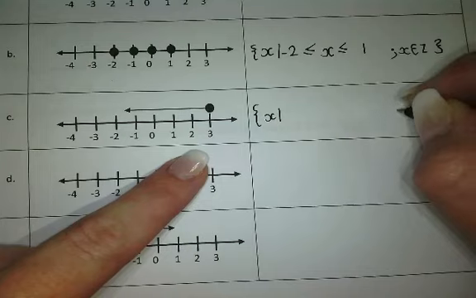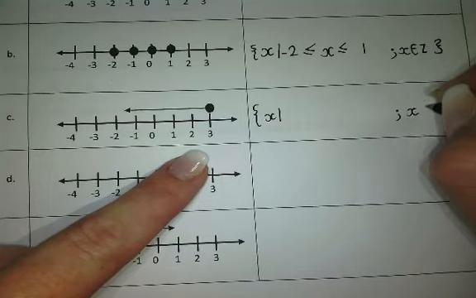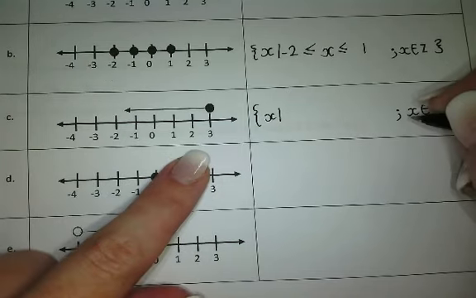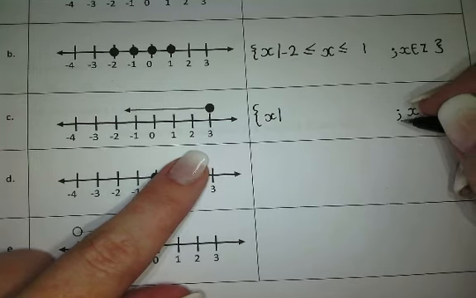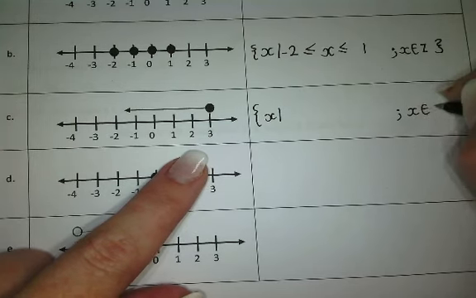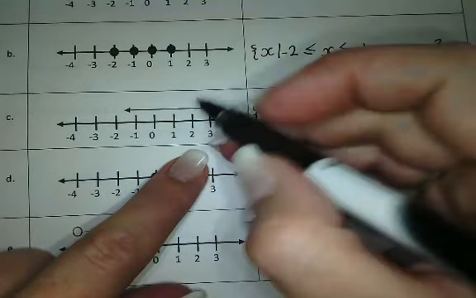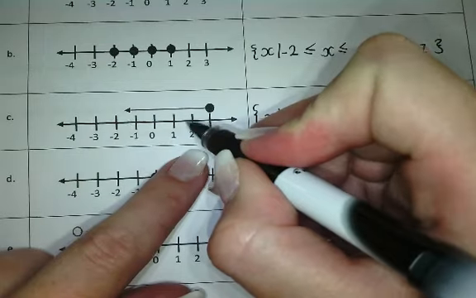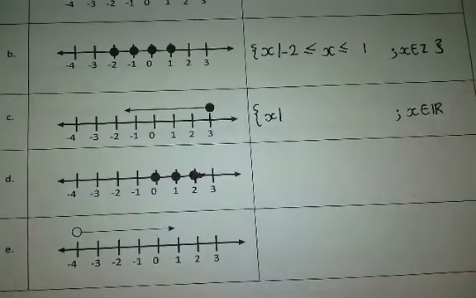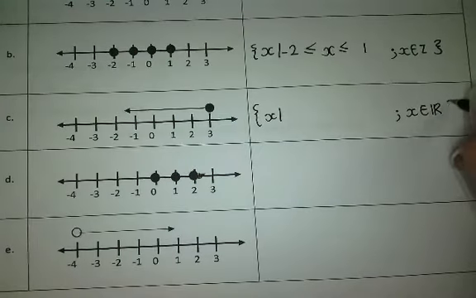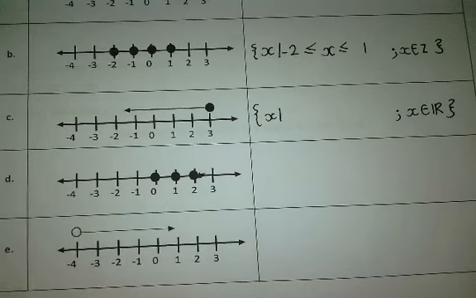Okay. X is an element of what? X is an element of real numbers. It's a solid line, it's just going in one direction, which means it includes all these little pieces in between: 2.1, 2.2, 2.3, and so on.